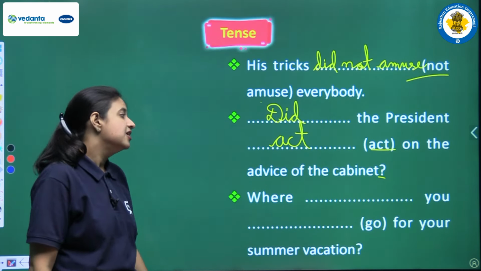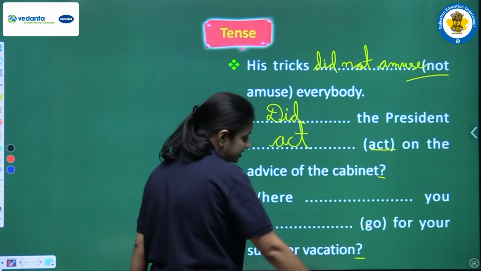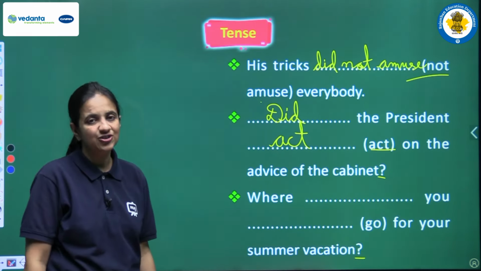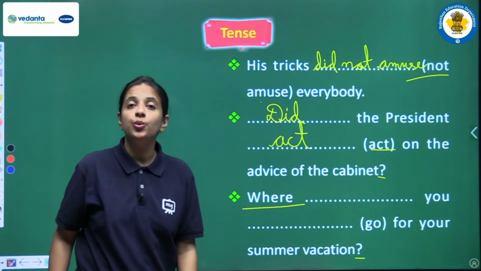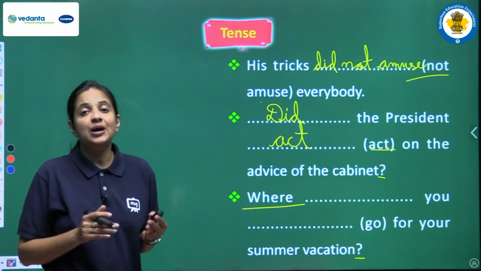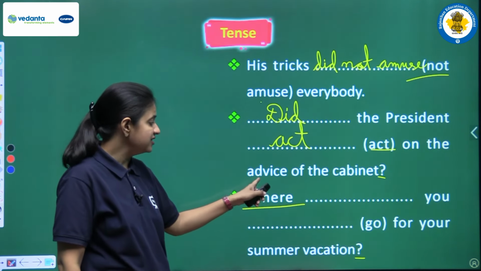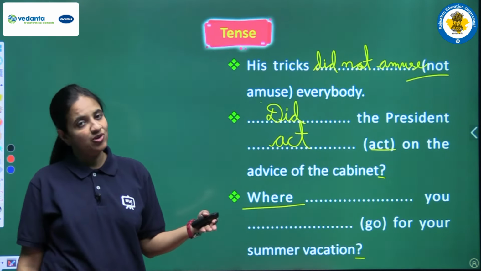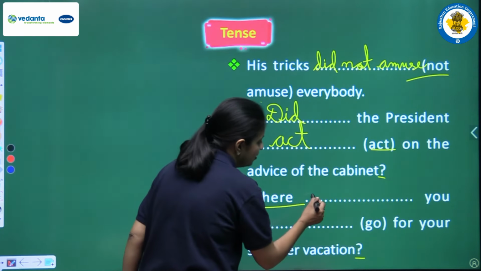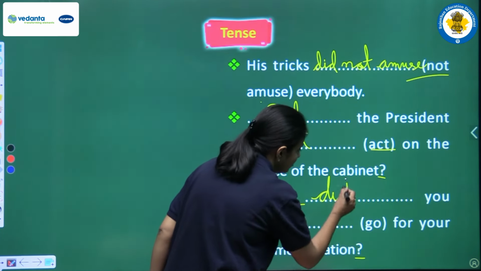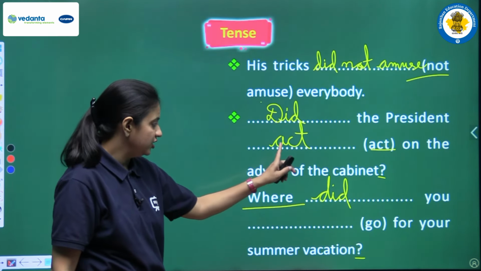Next sentence is where you go for your summer vacation. Again it's an interrogative sentence. We are having one question mark at the end of the sentence and we are having one question word also. We are having WH word also. So the sentence that we are having, it starts with where. So after WH word we have to write first of all helping verb. So in this blank we will write helping verb and the helping verb that we are having is did. So we will write where did you.